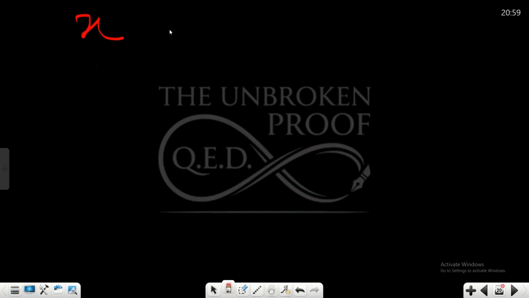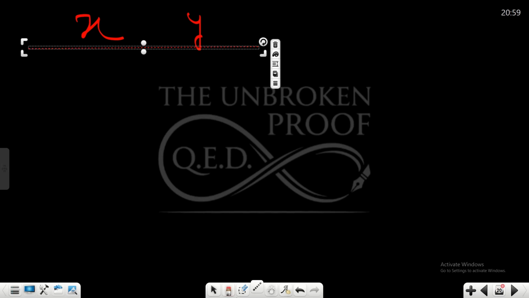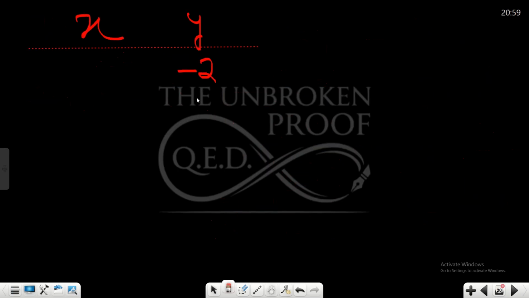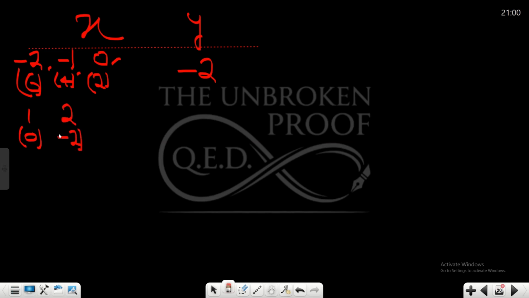Now if I do this on the next page, x, y, and if I take y as minus 2, because we have taken till minus 1, then possible cases are minus 2 because 6 will come, minus 1 because 4 will come, 0 because 2 will come. You can take 1 also because you'll get 0, and finally if you take 2, you will get minus 2. So here there are 5 possible cases.